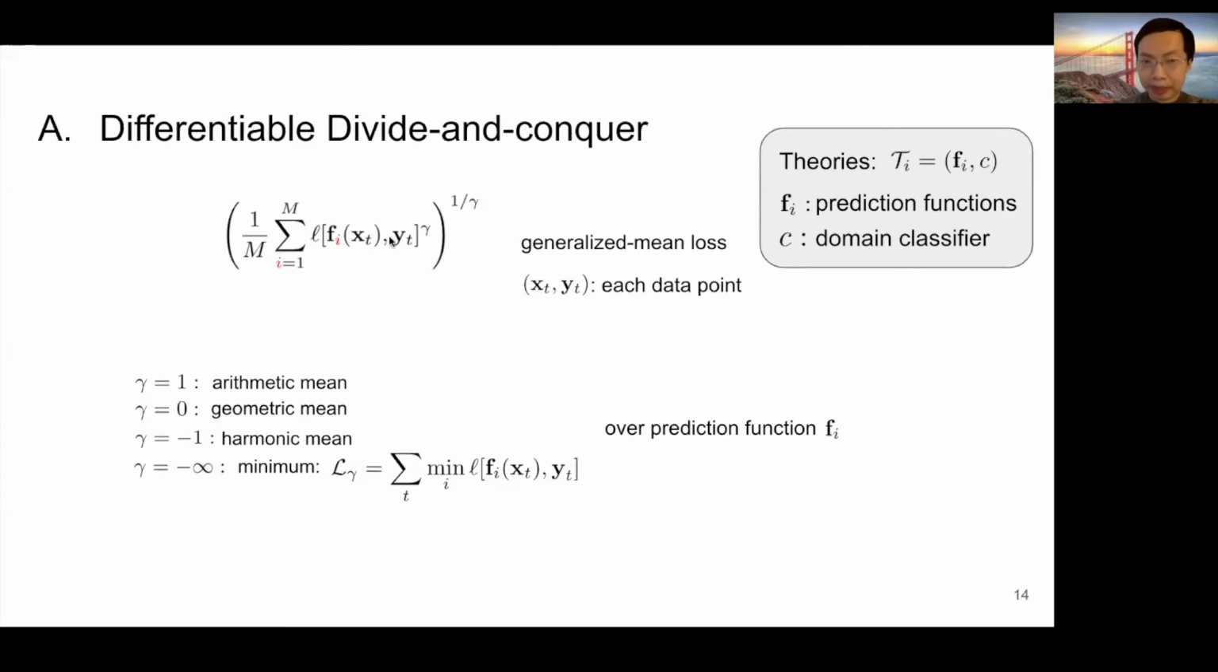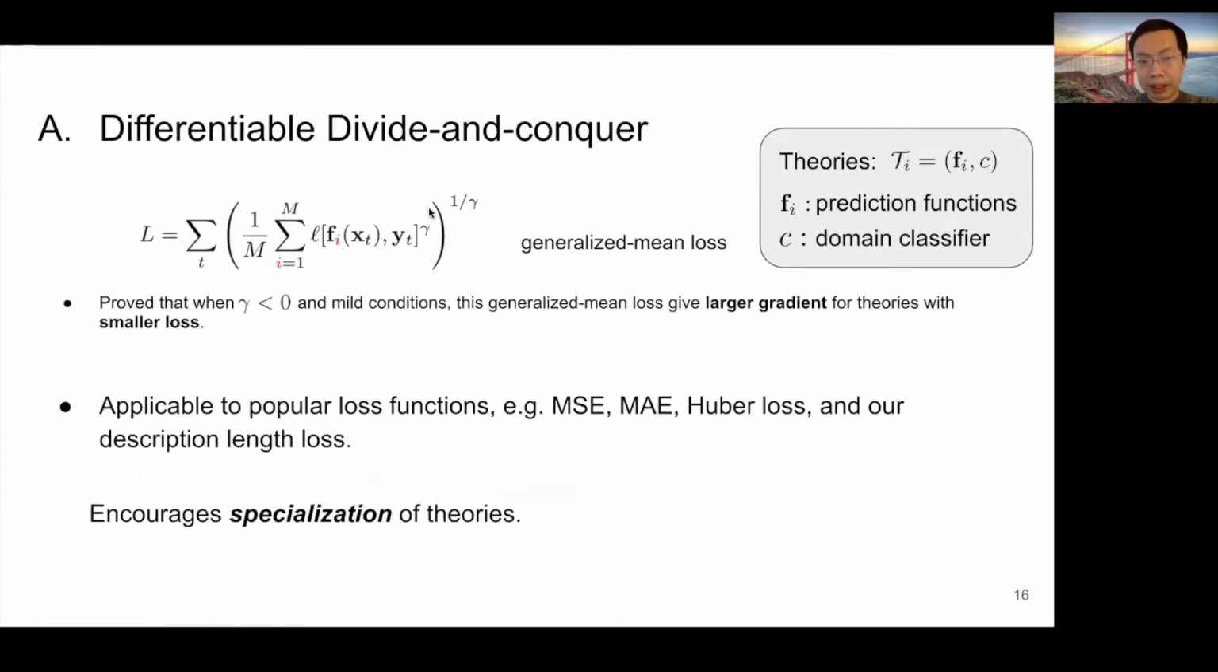For example, if gamma is 1, it is just the arithmetic mean. If gamma is minus infinity, it will be the minimum of the loss, from the best prediction function. The total loss is just the sum over all the data points, where each data point's loss is some generalized mean over the different theories. From the property of this generalized mean, if gamma is less than 0, it will favor, or be more influenced by, the items that have the lowest loss. For example, as gamma goes nearer to 0 from below, it will be dominated by the best prediction function.